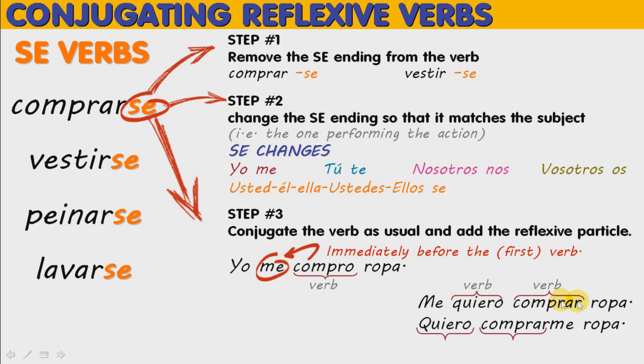In the case of sentences with two verbs, for example, I want to buy clothes for myself, we place the particle immediately before the first verb, like here, me quiero comprar ropa, or there's a second option, which is attached to the ending of the second verb, quiero comprarme ropa. So it's important to remember that when we place it before the first verb, it's a separate, standalone word, whereas when we put it at the end, it is attached to the second verb.